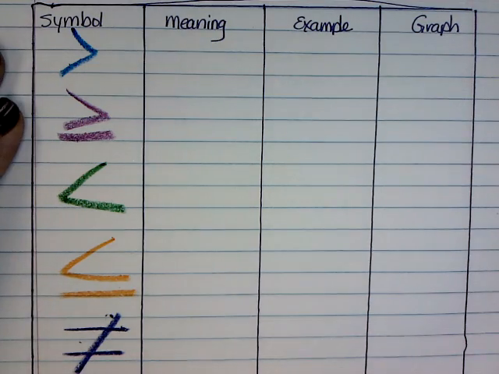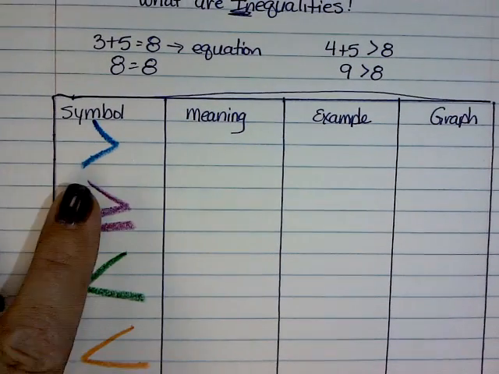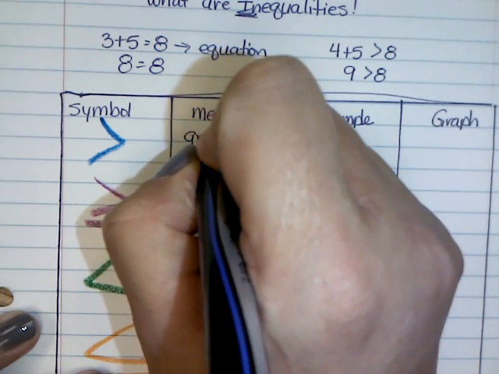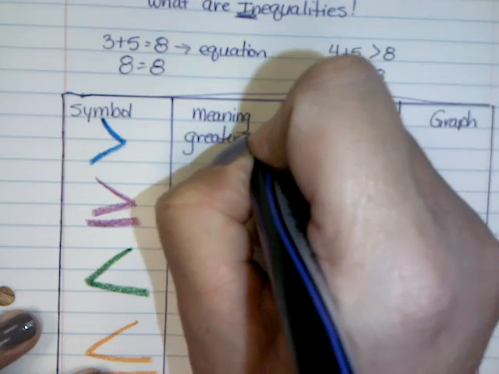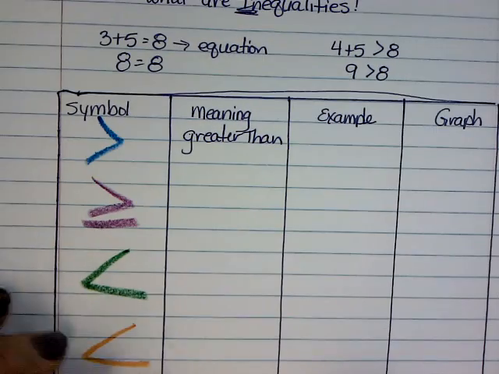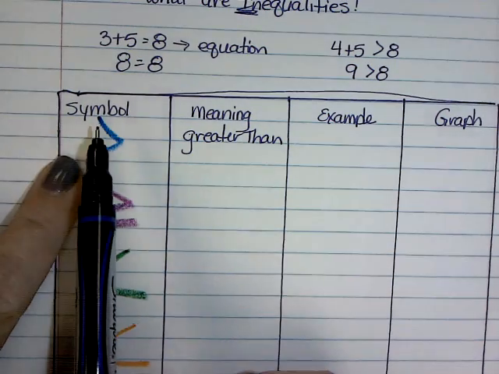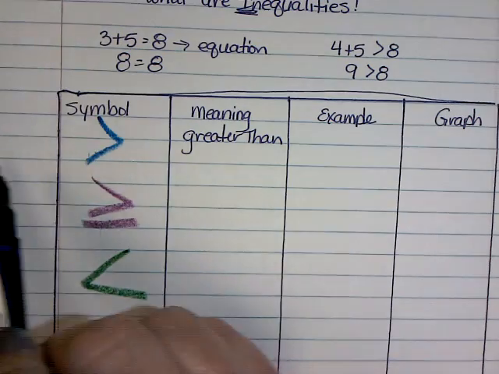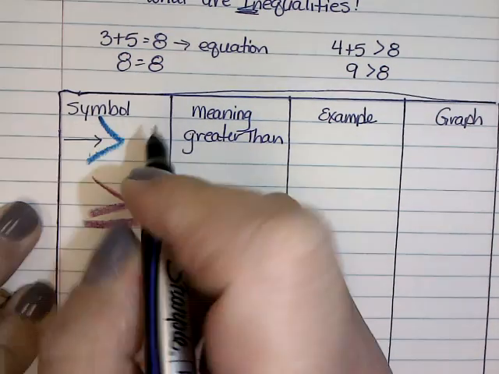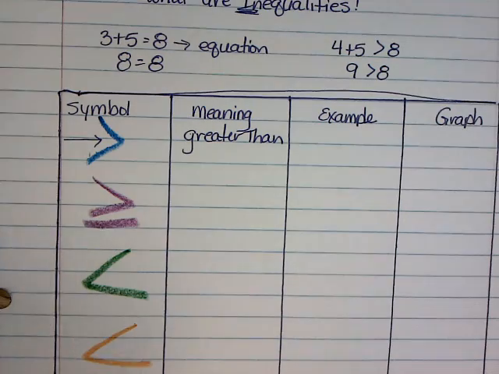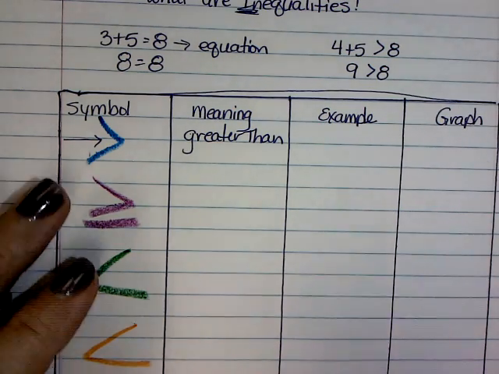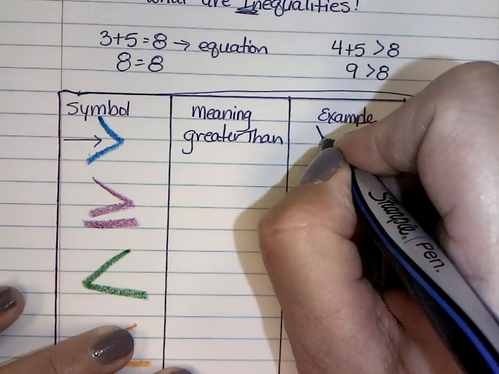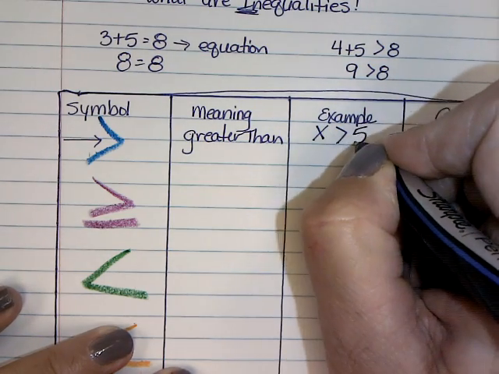So heading back up to the top, the symbol that's in blue that looks like this says greater than. The way to remember that it's greater than is that the largest part of the symbol comes first. So if you're reading it this way, the larger part is greater, it comes first, so it's greater than. An example would be x is greater than 5.